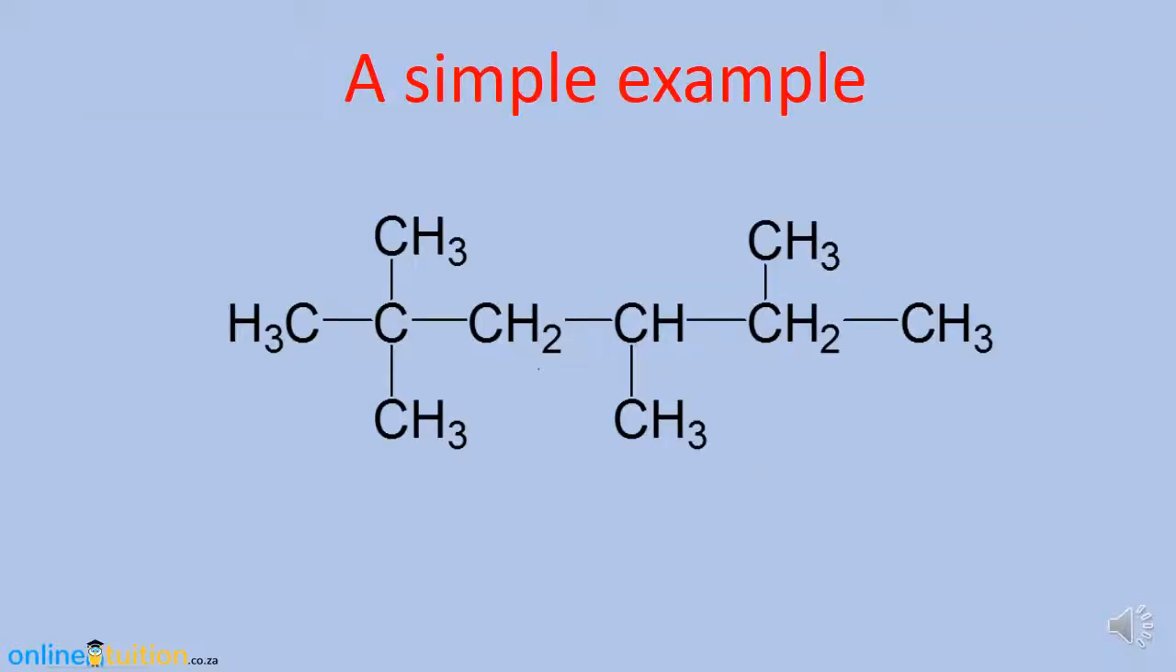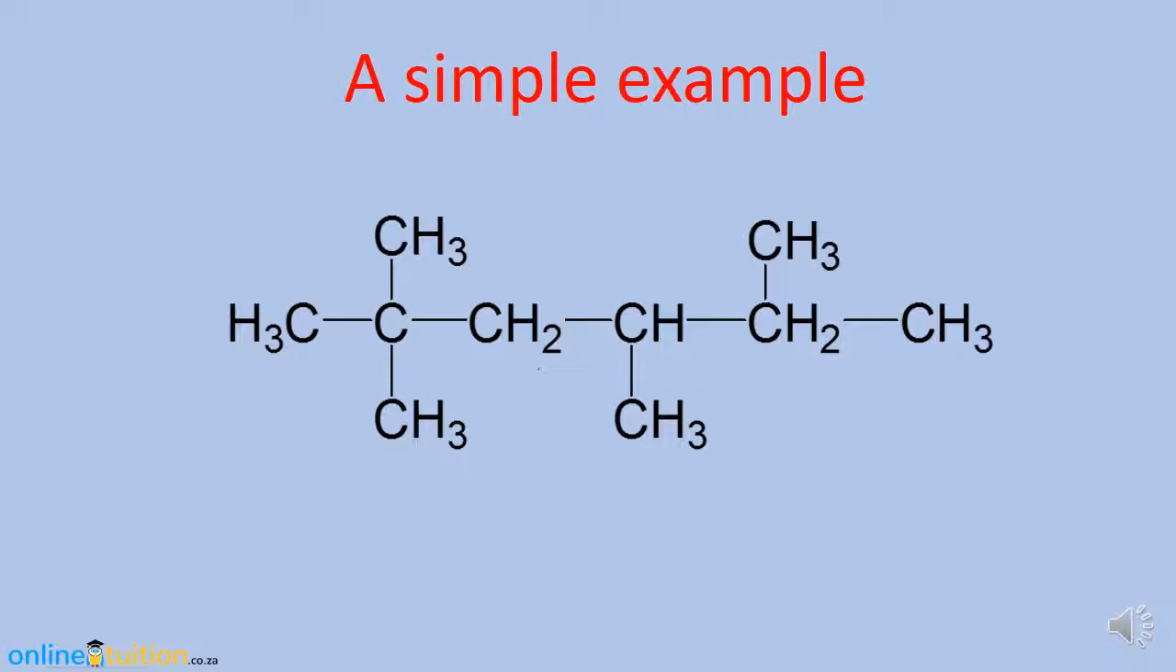This is a really simple example over here, and you think, oh my goodness, so many carbon atoms. Well, the trick here is very, very simple, and that is to look at the longest continuous chain of carbon atoms. So what do I mean by continuous? It actually means drawing a straight line through all the carbon atoms without lifting your pen or pencil up into the air. Okay, so let's just have a look at this.